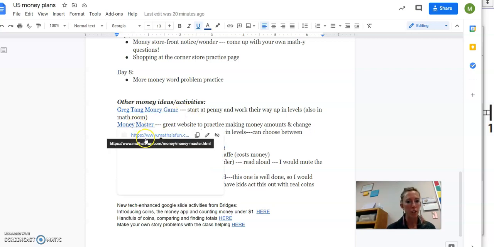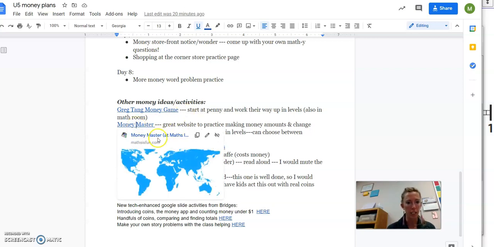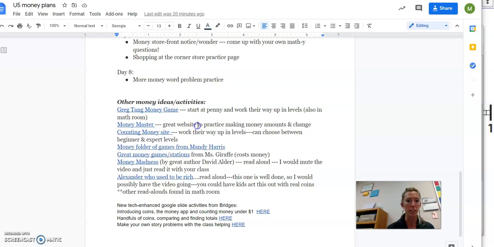Then you have Money Master, which is also in the math room. You'll want to click on the United States so that they know where in the world the United States is and where there's different money as you go around the world. So we want to practice the one that's here in the United States. And then we have ABCya, which is another good one to practice money, and that's on the math room.